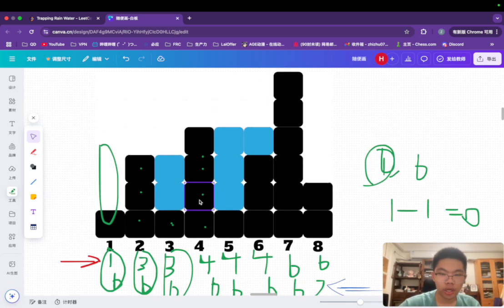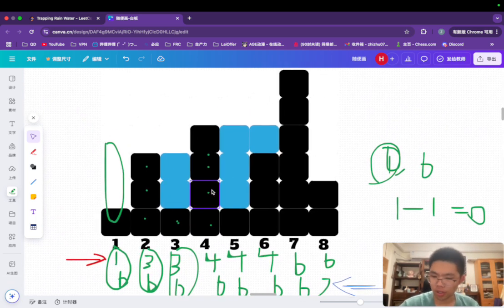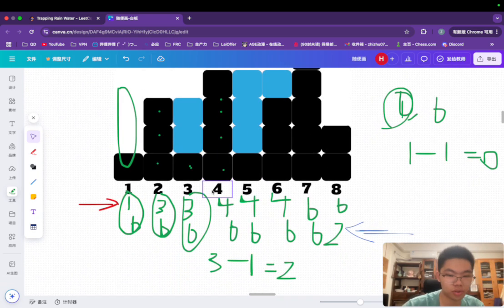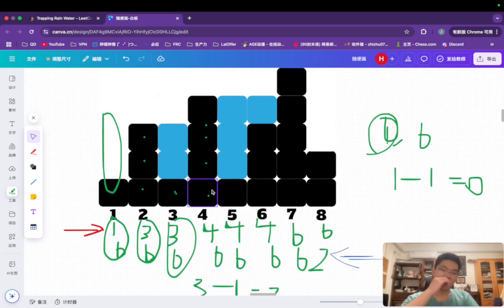And if you're still suspicious about this approach, you can pause the video and try to calculate the rest of the positions, and you will find this approach is absolutely correct. But why? For doing so, the array from left to right and the array from right to left are actually just recording the largest value from the left and from the right of a given position.